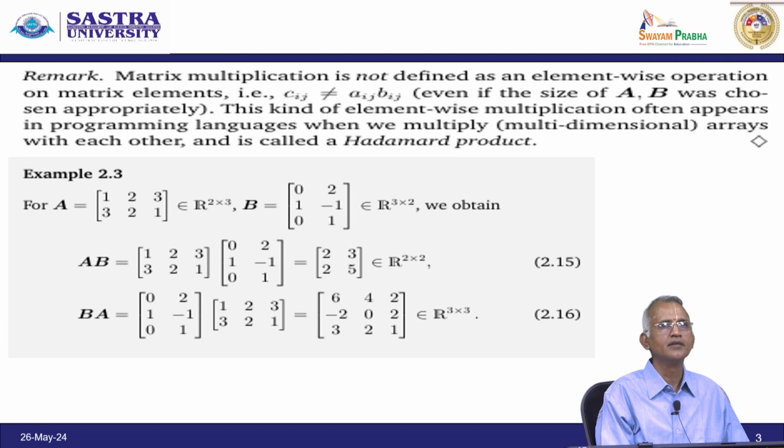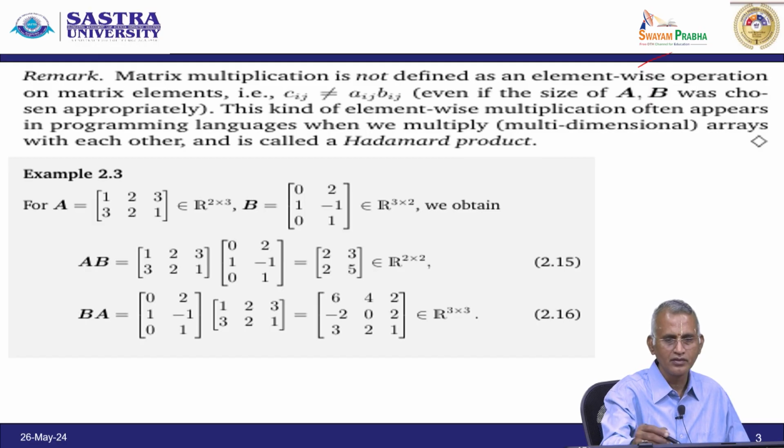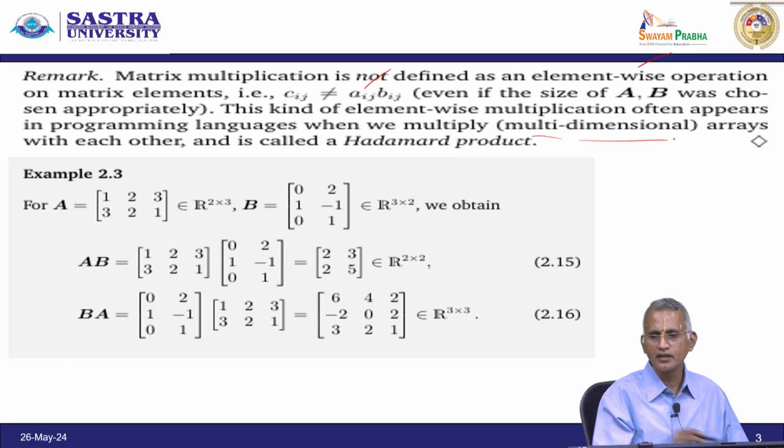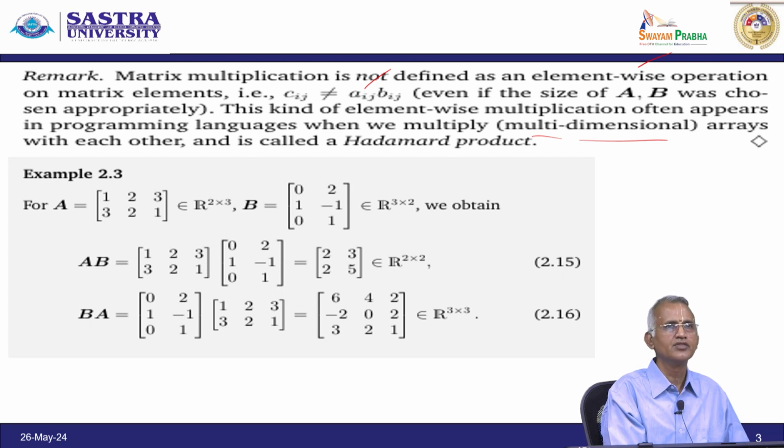The next remark is that matrix multiplication is not defined as an element-wise operation on matrix elements, that is, Cij is not equal to Aij times Bij, even if the sizes of A and B were chosen appropriately. This kind of element-wise multiplication often appears in programming languages when we multiply multi-dimensional arrays with each other, and this is called the Hadamard product.